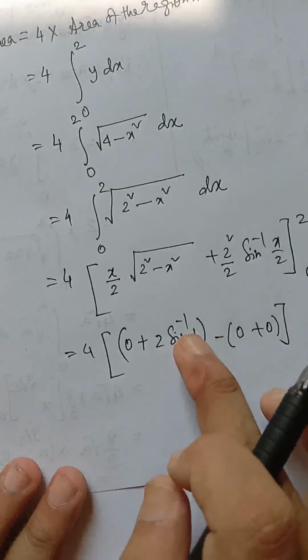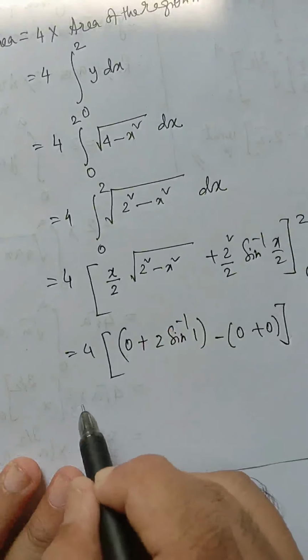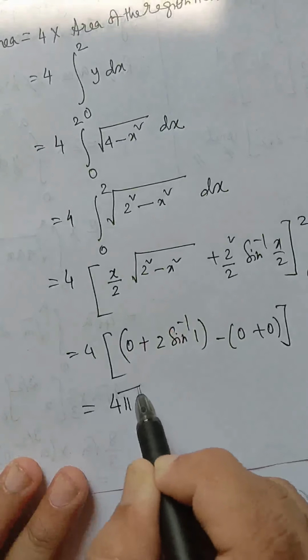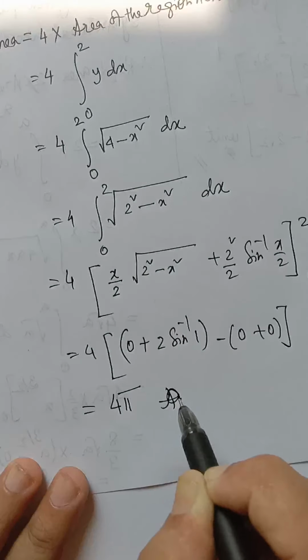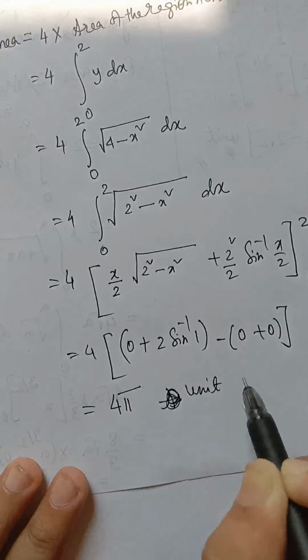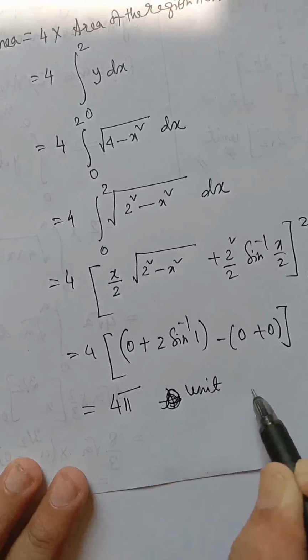Sine inverse of 1 is pi by 2, cancelling 2, its answer will be 4 pi. So 4 pi unit square is the answer.